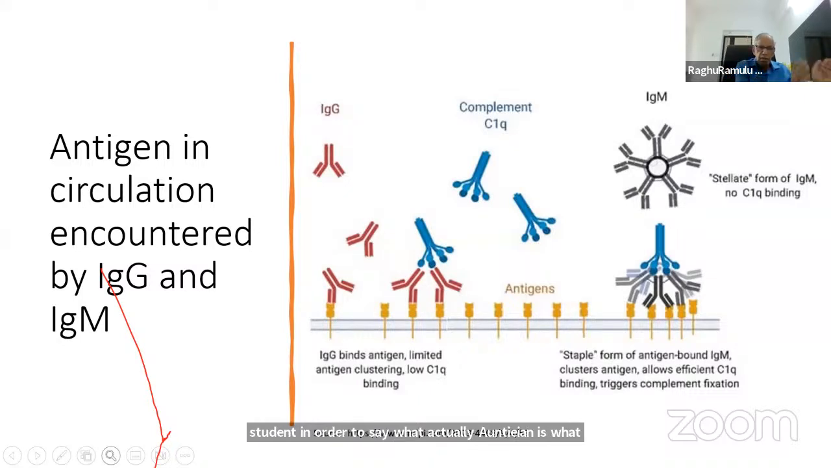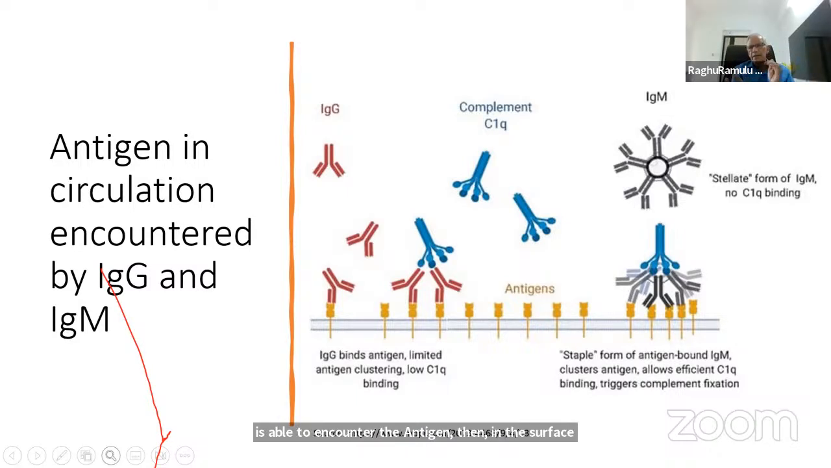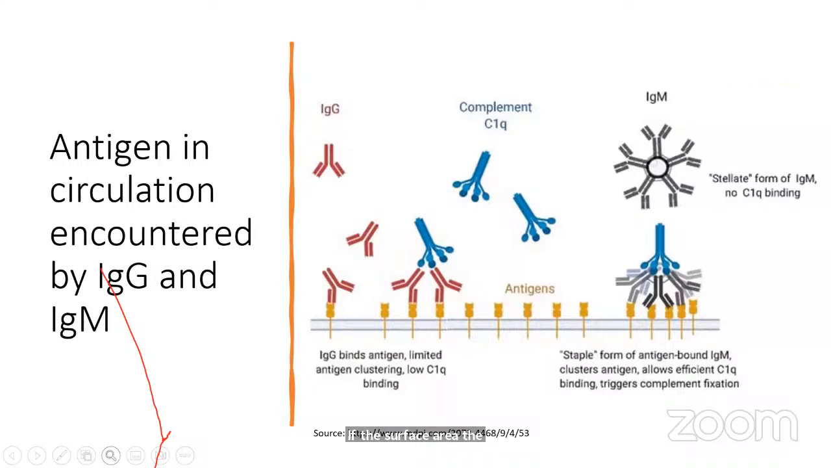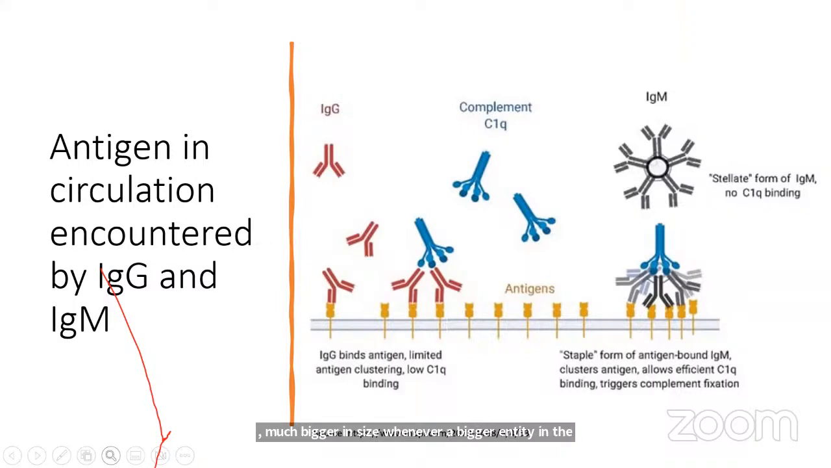So we have seen in secretions, a particular type of antibody is able to encounter the antigen. Then in the surface area of the body, the dendritic cell pathway triggers T cells, and simultaneously T cytotoxic cells are rushed to take care and are pumped into the circulation, that is mature T cells. Third one is in the circulation itself: when something enters into the blood, it is the IgG that takes care of it. If the surface area of the IgG is very small for the antigen, then it is the IgM, because it is a pentavalent antibody, much bigger in size. Whenever a bigger antigen enters into the body, it is the IgM that captures it.